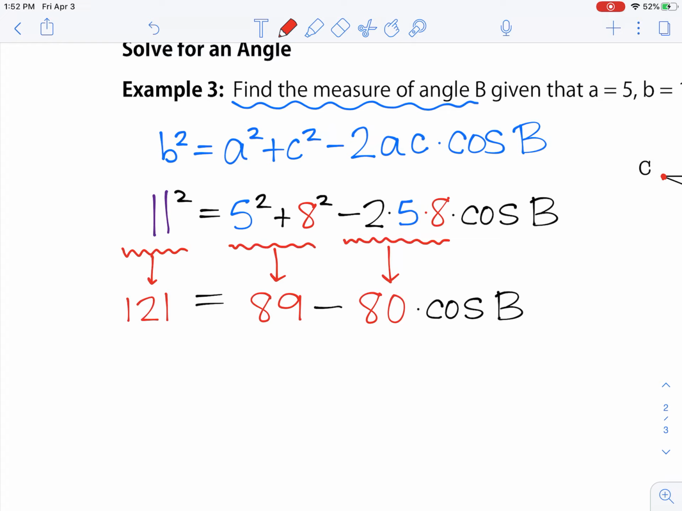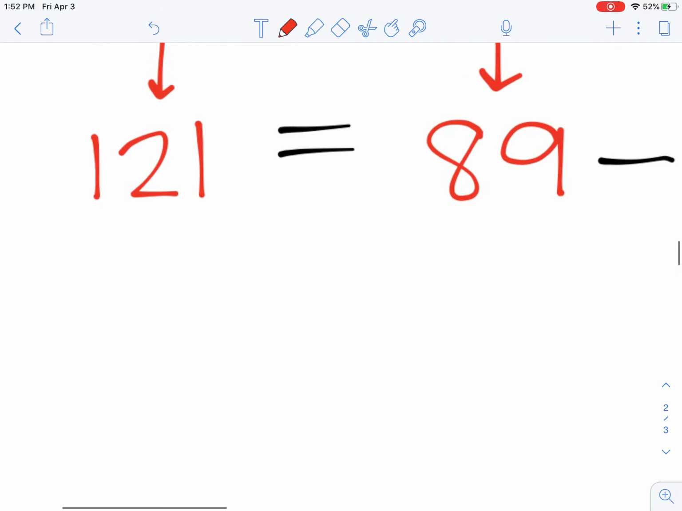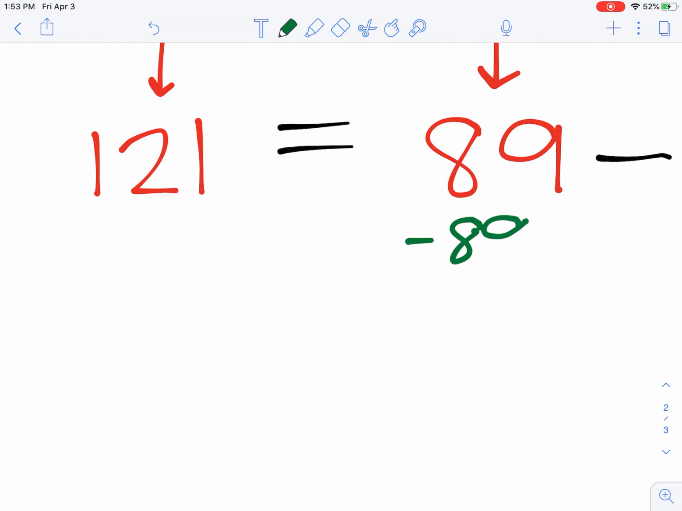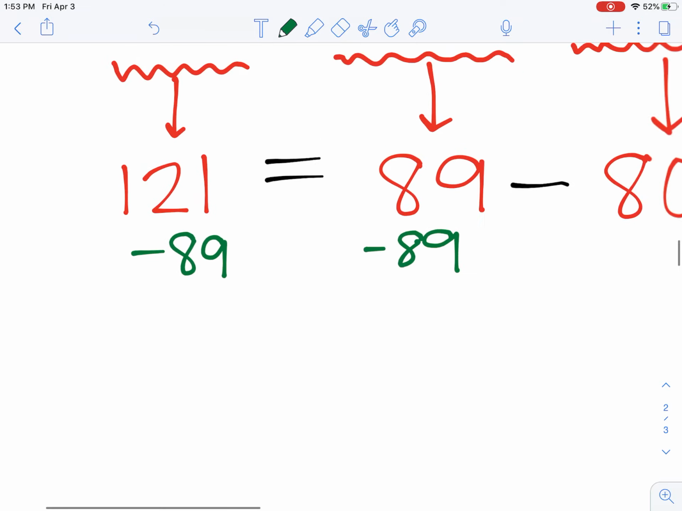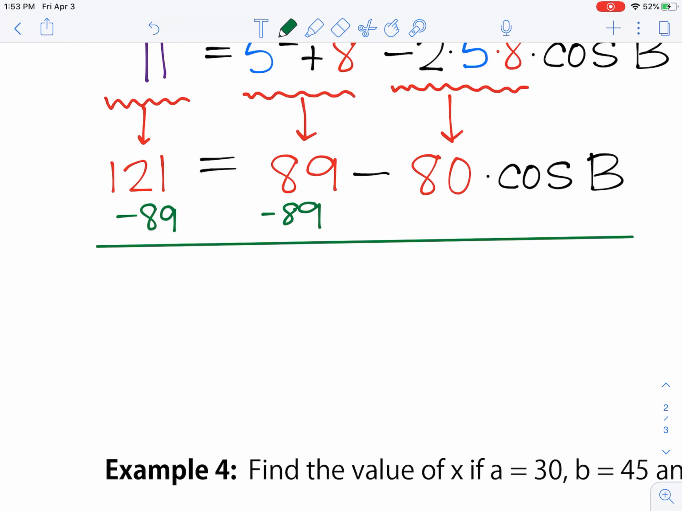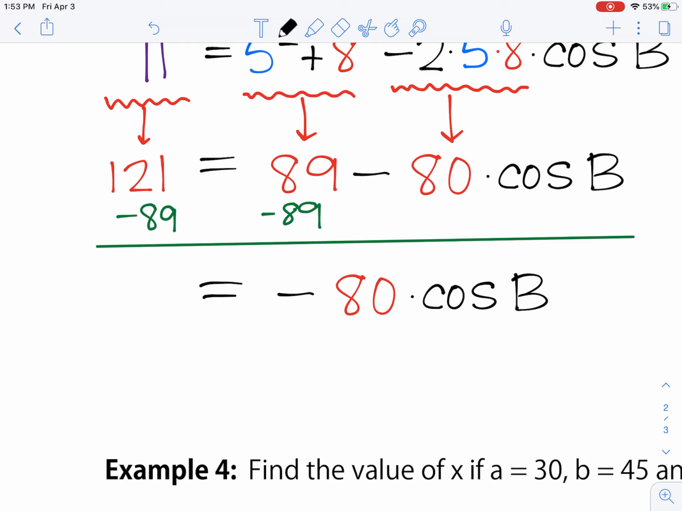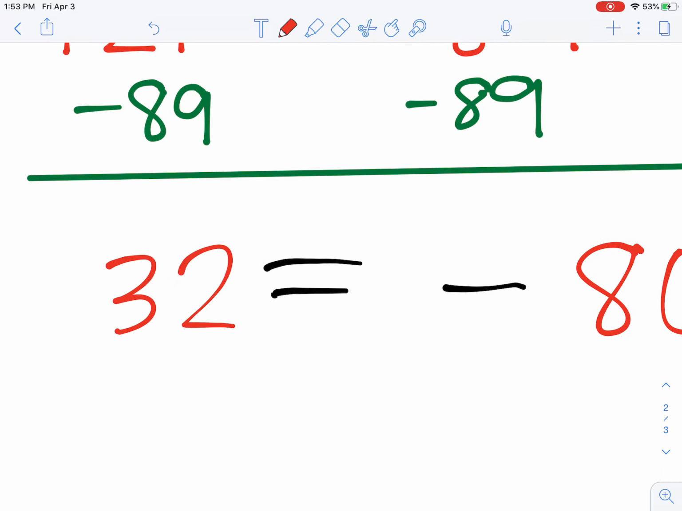All right, so based on order of operations, we cannot combine 89 and negative 80 together because the 80 is being multiplied to cosine. So as we start moving things to the other side, those two pieces have to go separately. So now we're going to focus in on moving our 89 to the left. So I'm going to subtract 89 from both sides. On the right, we should still have the minus 80 times cosine B remaining. And that is equal to 121 minus 89, which is 32.